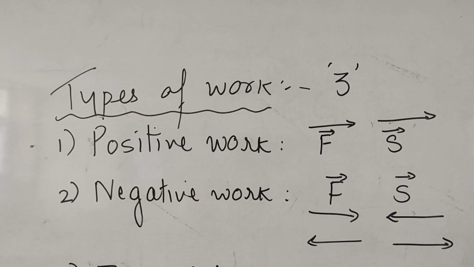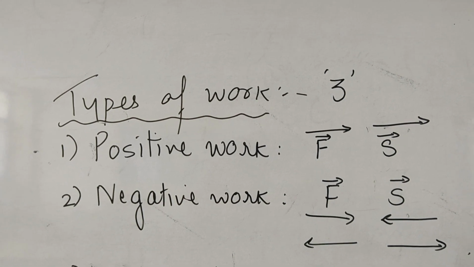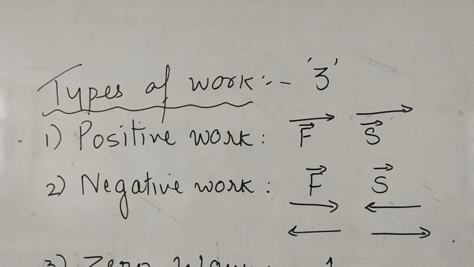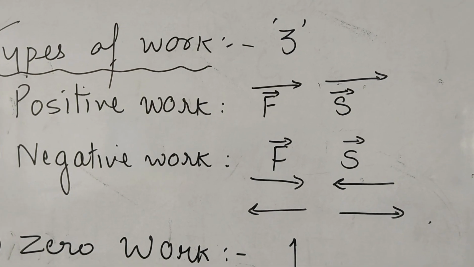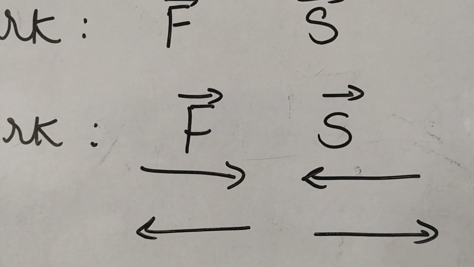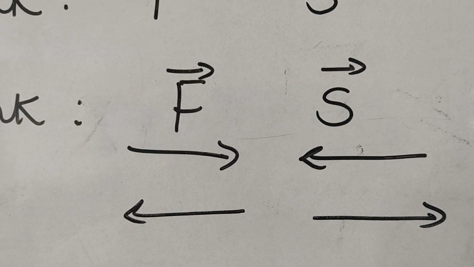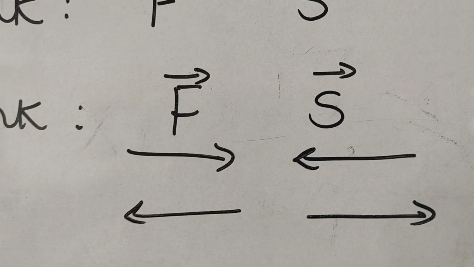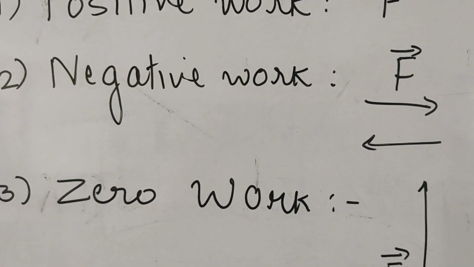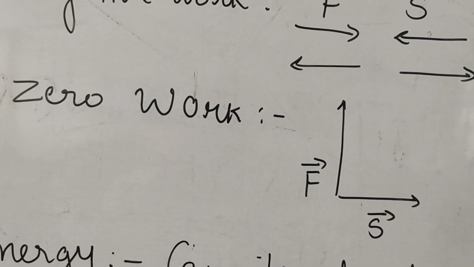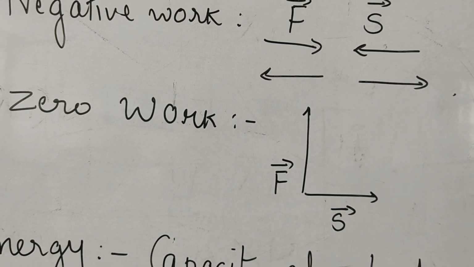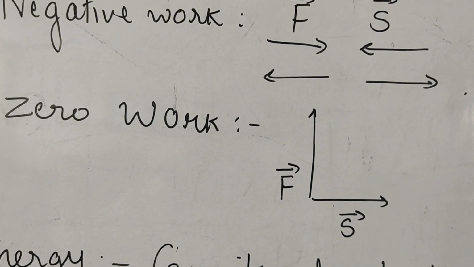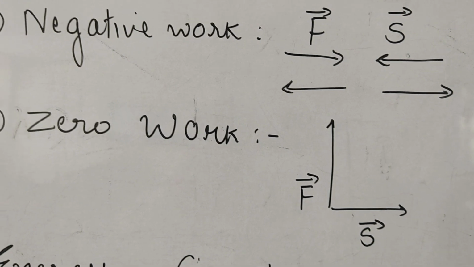Negative work is said to be done when force and displacement are in the opposite direction. As shown by the arrows here, there are 2 cases shown. In the upper case also force and displacement are in the opposite direction, and in the lower case also. Zero work: we know that cos 90 degrees is 0, so zero work is said to be done when force and displacement are perpendicular to each other.